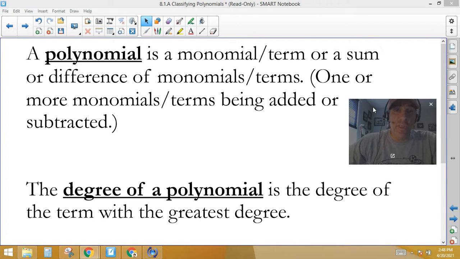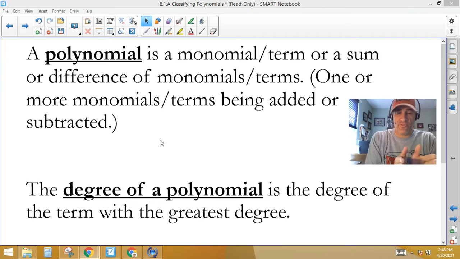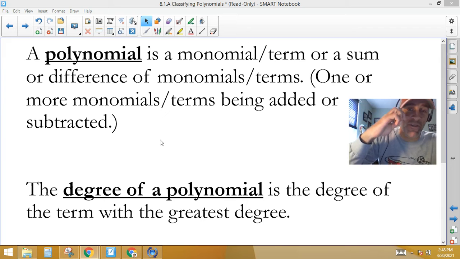Now the degree of a polynomial is similar to that of a monomial, but it's the degree of the term with the greatest degree. The degree of the polynomial is the degree of the term with the greatest degree. I said degree 3 times in there.